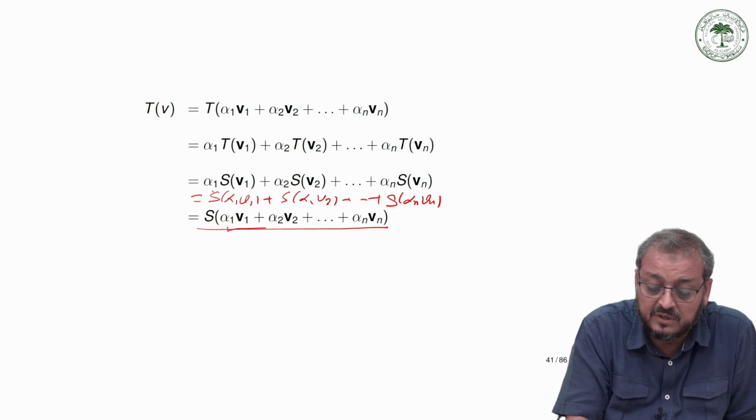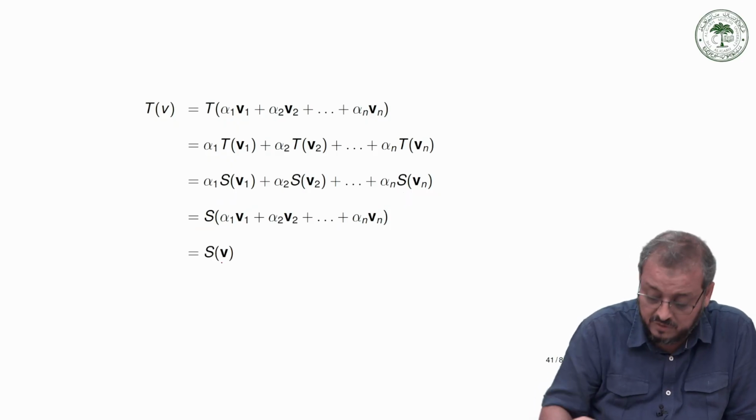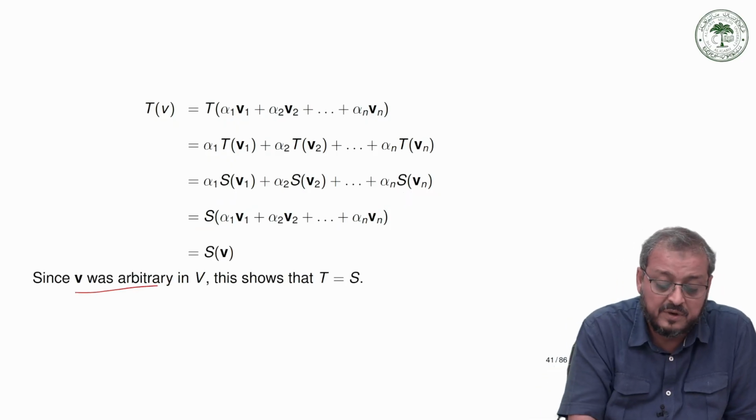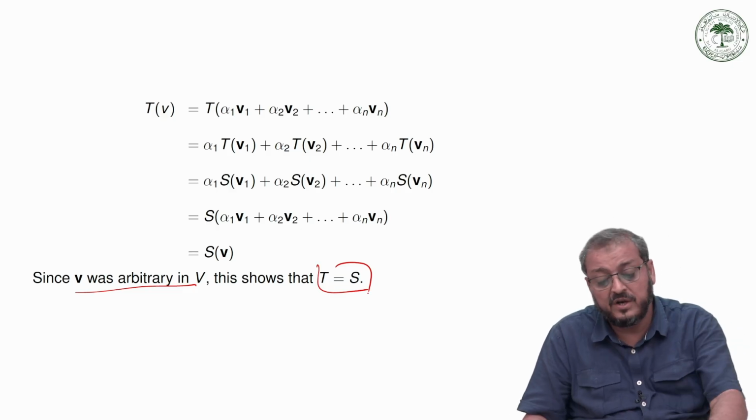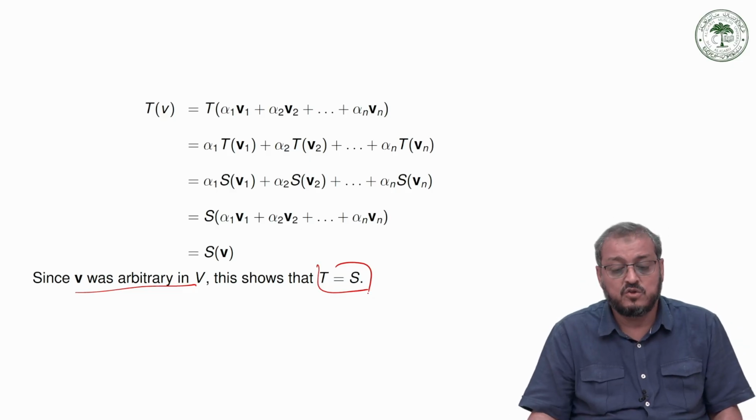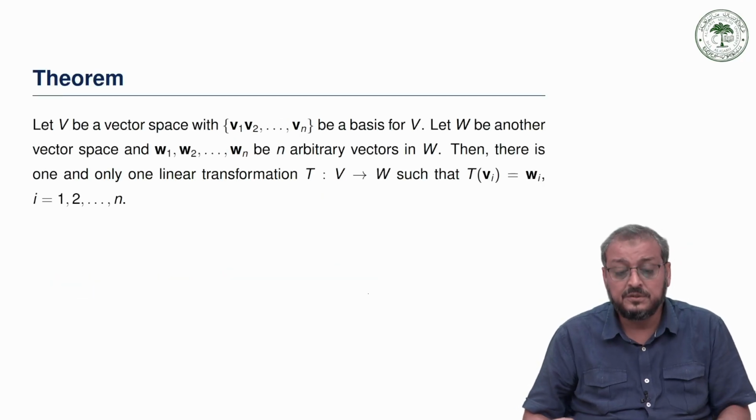Now this is nothing but, we assume this is the vector V. So this is simply equal to S of V, because V is arbitrary in V, and this shows that T is equal to S. So we complete the proof of this theorem. Okay, now we move to one more important result.